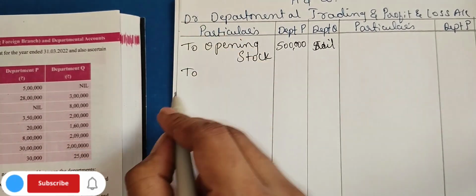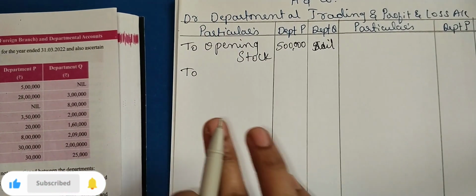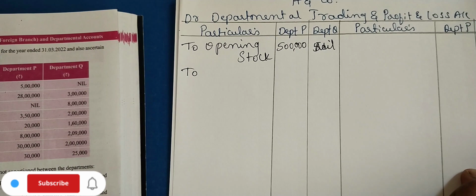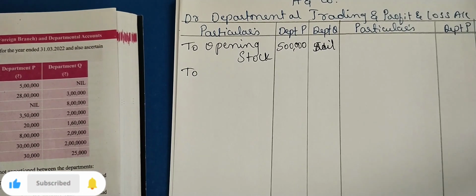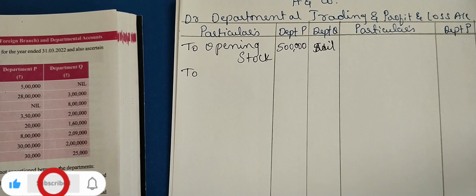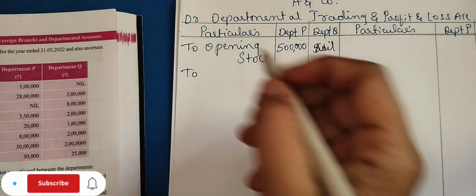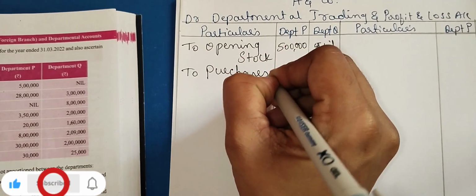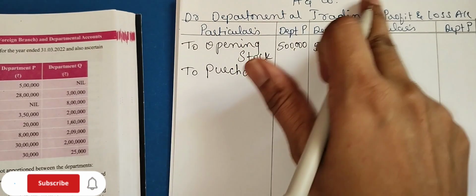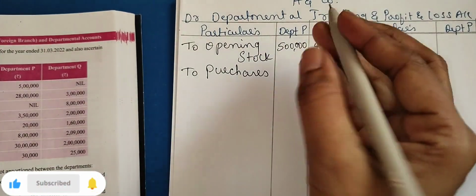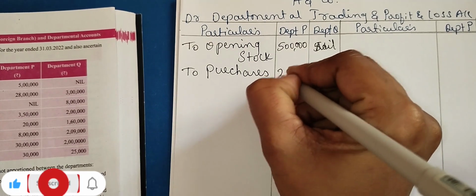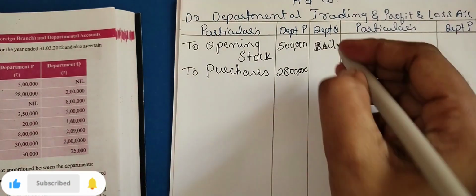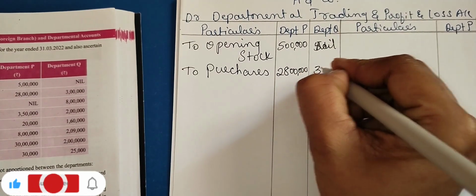Purchases also we record on the debit side. See, a journal entry can also be applied here. When you purchase, the concerned asset comes in, so you are debiting purchases. Purchases account debit to the purchaser's account. Amount is 28 lakh and 3 lakh.